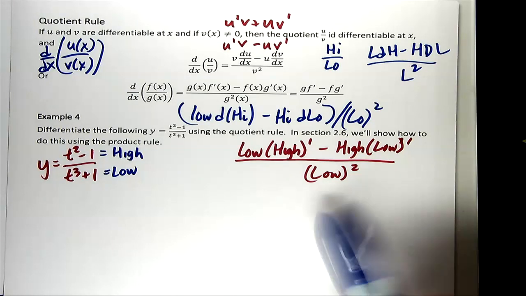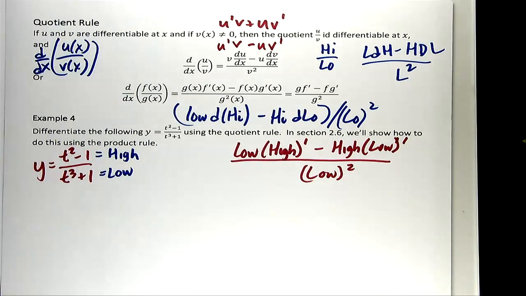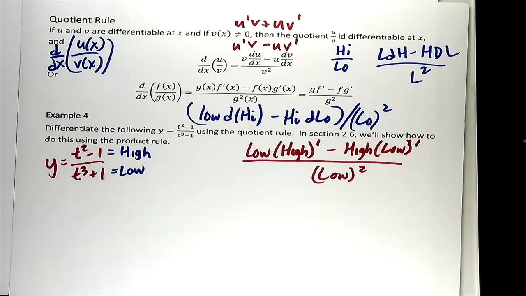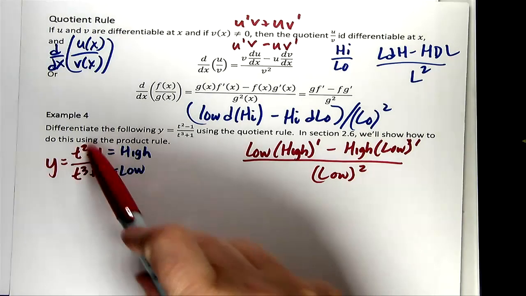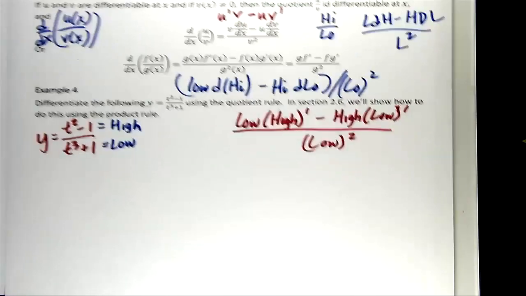Forget all this low d high, high d low. This is the way I learned it: let's just do the product rule on top, but use a minus sign. Fair enough? We just have to remember which one is subtracted. The one on top is the derivative of the first one. I'll do it both ways.